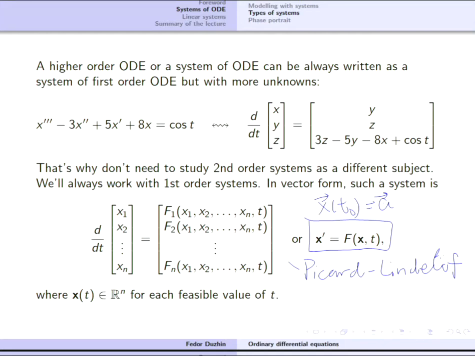The Picard-Lindelöf theorem tells us that for a system of differential equations, whenever the right-hand side is differentiable in t and satisfies the Lipschitz condition with respect to x, the initial value problem is going to have a unique solution in a neighborhood of the initial point.